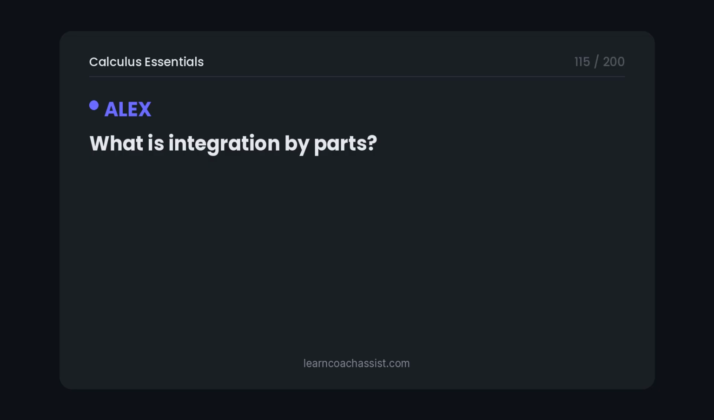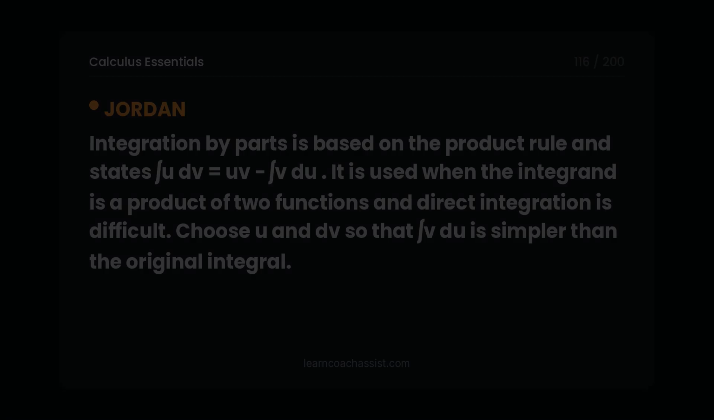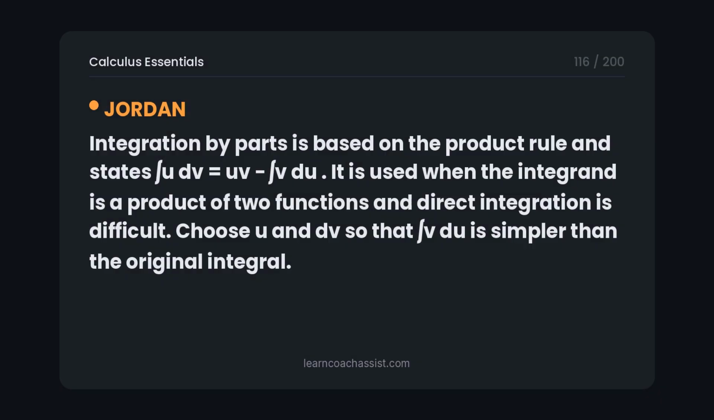What is integration by parts? Integration by parts is based on the product rule and states that the integral of u dv equals uv minus the integral of v du. It is used when the integrand is a product of two functions and direct integration is difficult. Choose u and dv so that the integral of v du is simpler than the original integral.